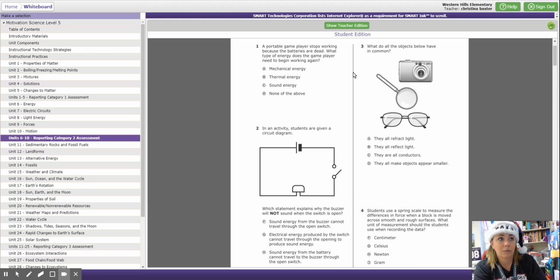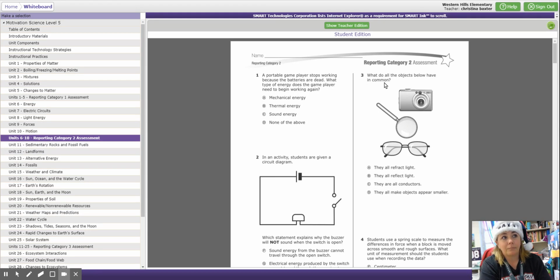Number 3. What do all the objects below have in common? A. They all refract light. B. They all reflect light. C. They are all conductors. Or D. They all make objects appear smaller.